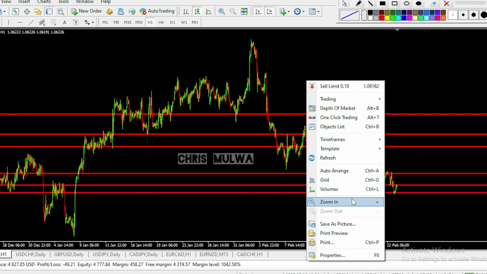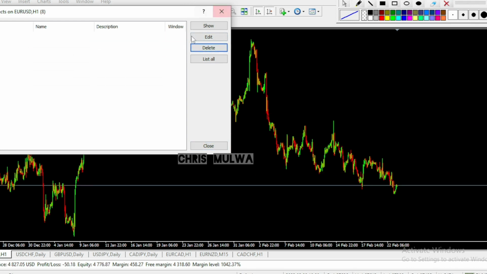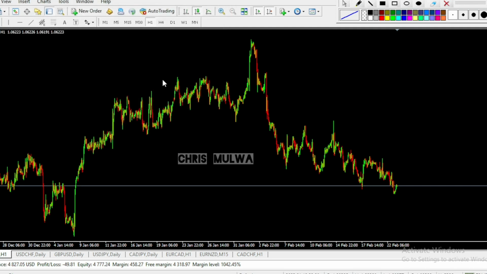Let me delete all of these objects. I can even delete all, but I have decided to use that. Okay, I'm going to check on failure swing. And how do we check failure swing on a current market? I want to use the current market. I don't want to use the history that much, because the history will not help you that much, especially when the market is moving as now.